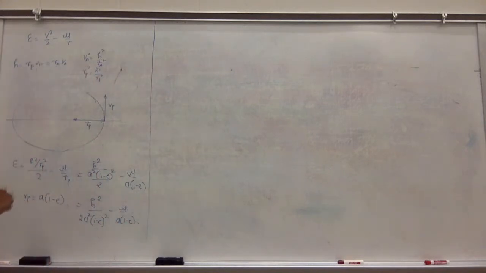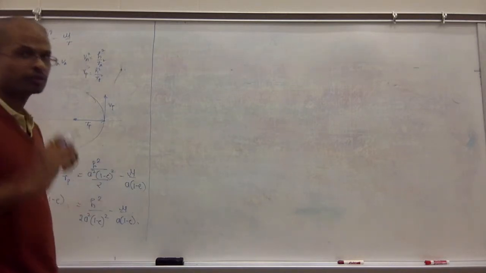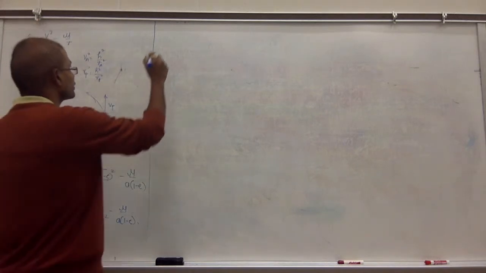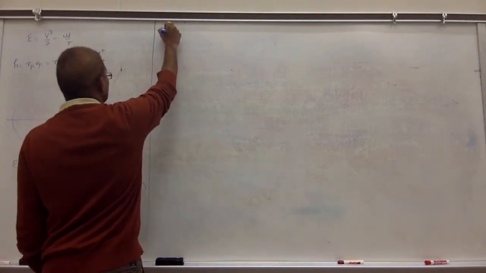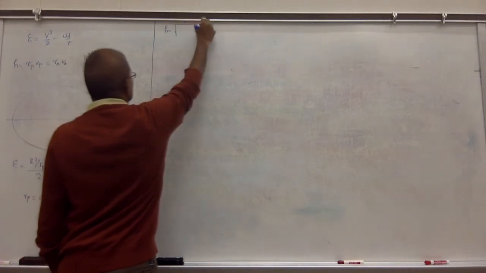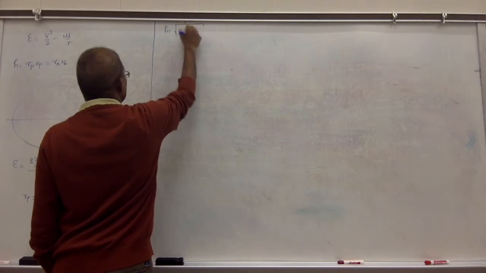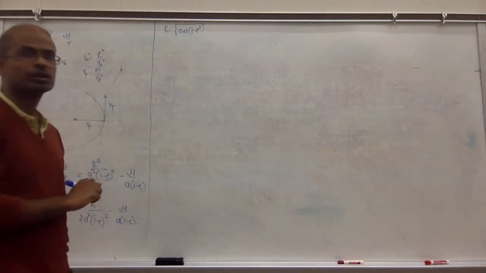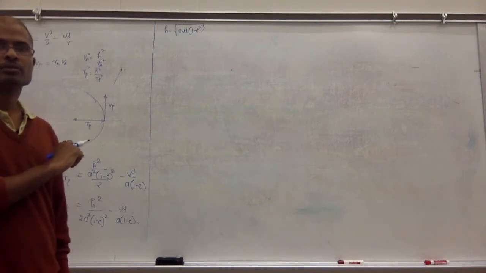What is h? Value of h? H was also given to you on the other problem. H is, I gave you actually, root of a mu 1 minus e square. This is given to you. They will derive from that problem.